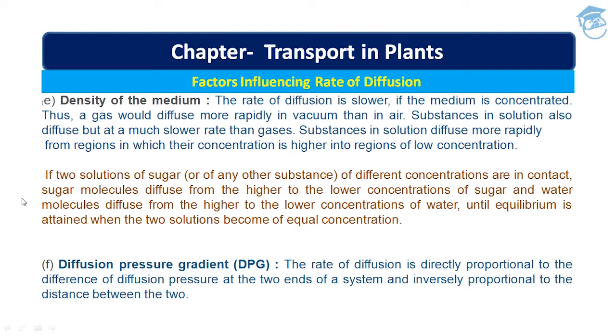Okay, now we'll talk about another factor that influences the rate of diffusion, and that is DPG, that is diffusion pressure gradient. I repeat, DPG, that is diffusion pressure gradient. The rate of diffusion is directly proportional to the difference of diffusion pressure at two ends of a system, and it is inversely proportional to the distance between the two.